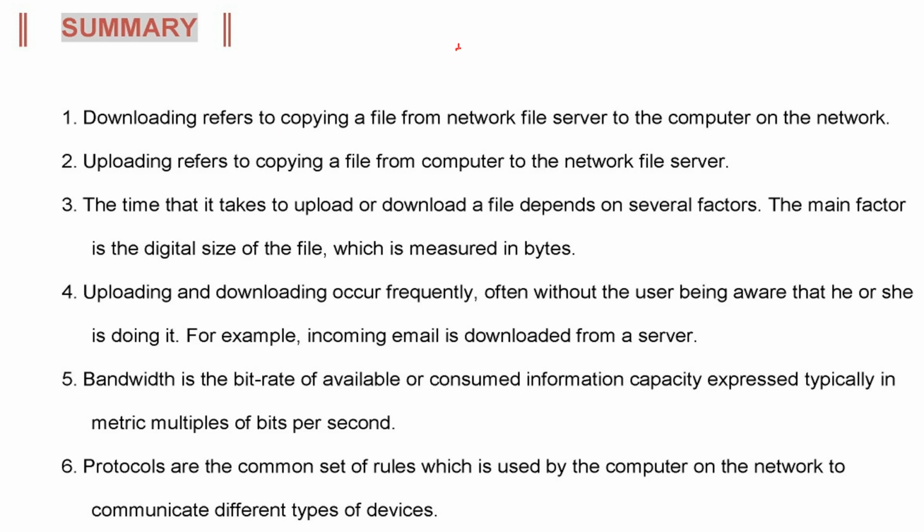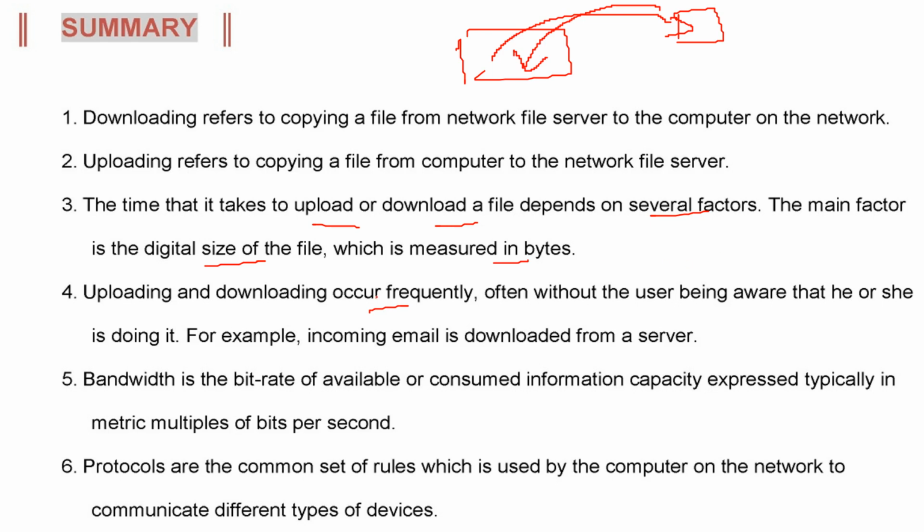Downloading refers to copying a file from a network file server to a computer on the network. Uploading means copying a file from a computer to a network file server. The time it takes to upload and download depends on various factors, and the basic factor is the size of the file, which is measured in bytes and multiples of bytes. Uploading and downloading occur frequently, and the speed of downloading is higher than uploading because people generally download.